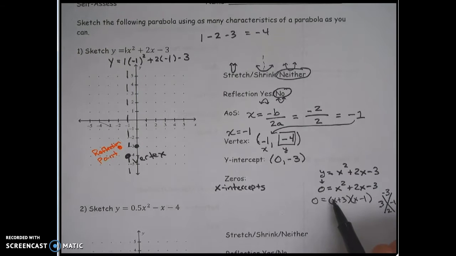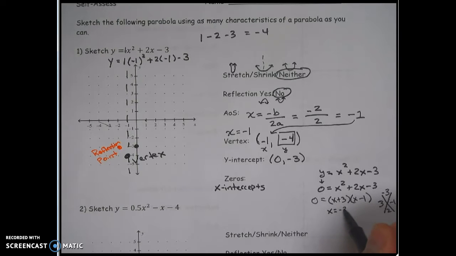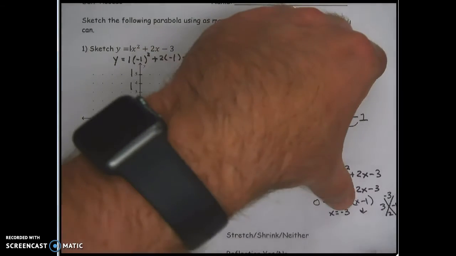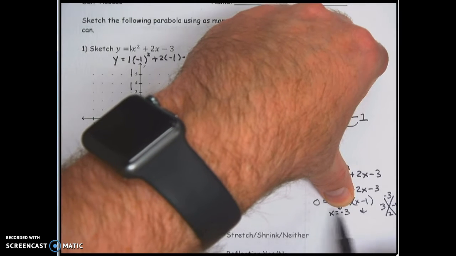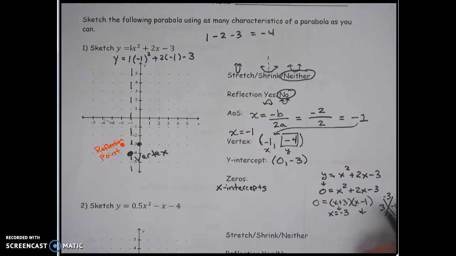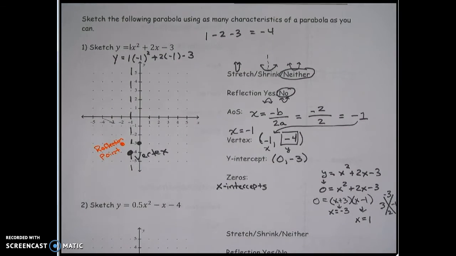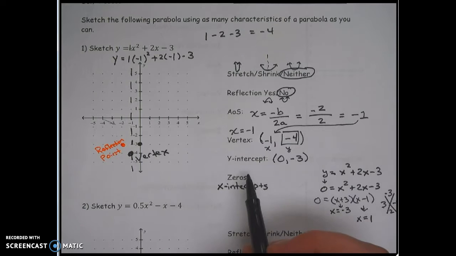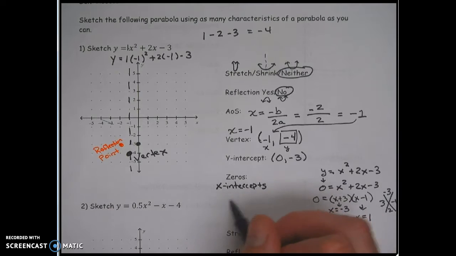If I went to solve that, remember the zero product property says if these are equal to 0, I could get x is equal to negative 3, because negative 3 plus 3 is what would give me 0. Or, x minus 1 is equal to 0. What would cancel out a minus 1 to turn it into 0? Well, x would have to be 1, because a positive 1 minus 1 gives me 0. So x could equal 1. These two values are the two values of x that turn the y into 0. So these become our x-intercepts.